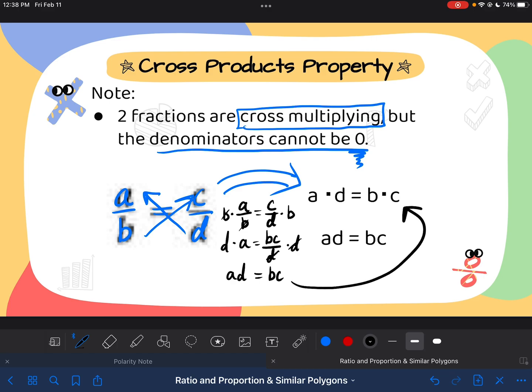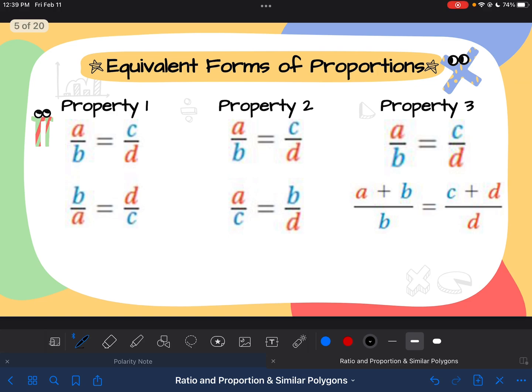Same exact thing that is happening right there. And if you guys don't want to put the multiplication sign, just use AD equals BC. That is totally fine. And that should help you guys out with the cross products property. Okay, so always remember cross product, cross multiplication. Next, we have the equivalent forms of proportions.